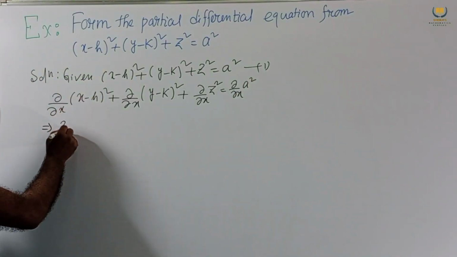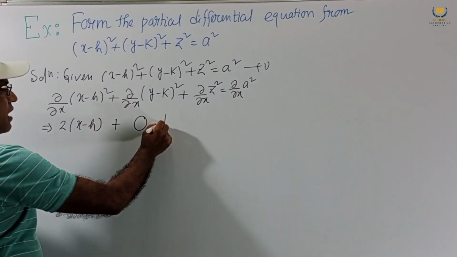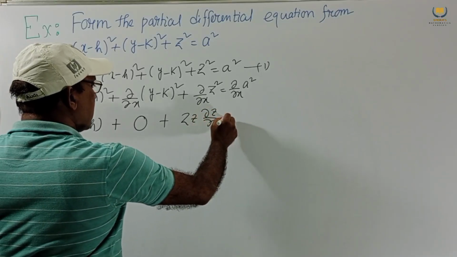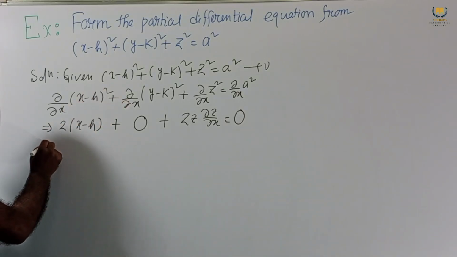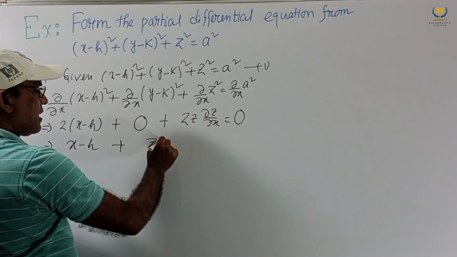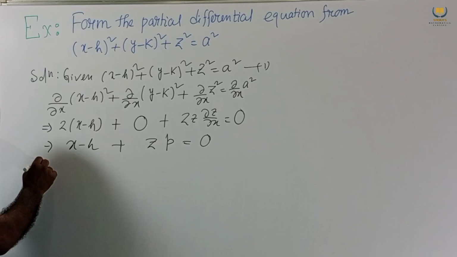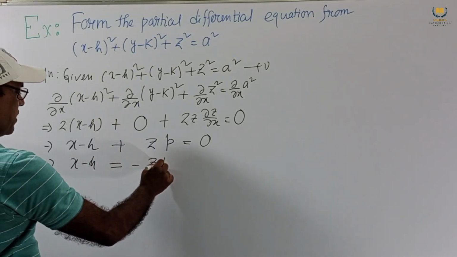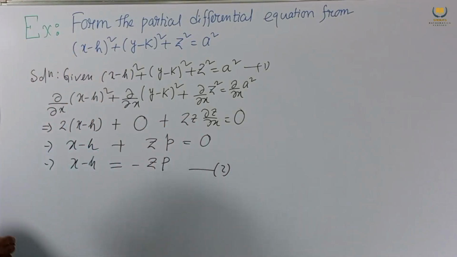And if we write directly, 2 times (x minus h), and this is 0, and this is 2z del z by del x, equal to 0. We get this. Now dividing both sides by 2, we get (x minus h) plus z times p, where del z by del x means p. This implies x minus h equal to minus zp. This is number 2 we consider.